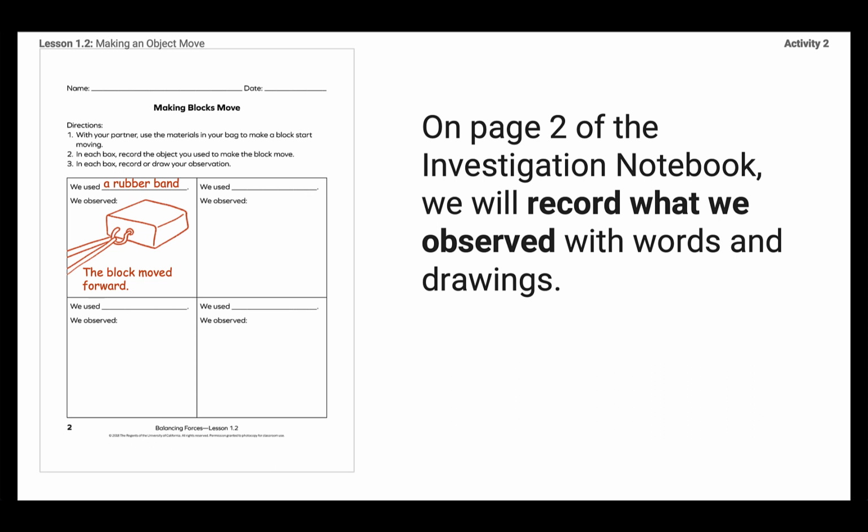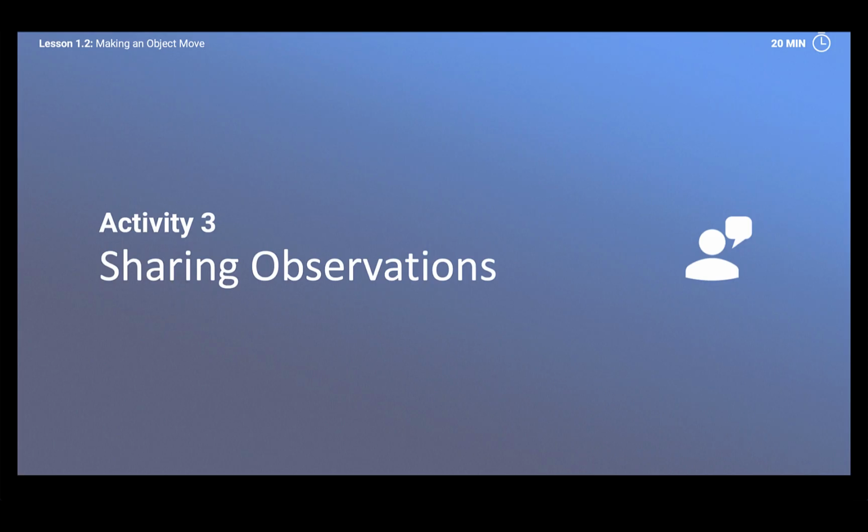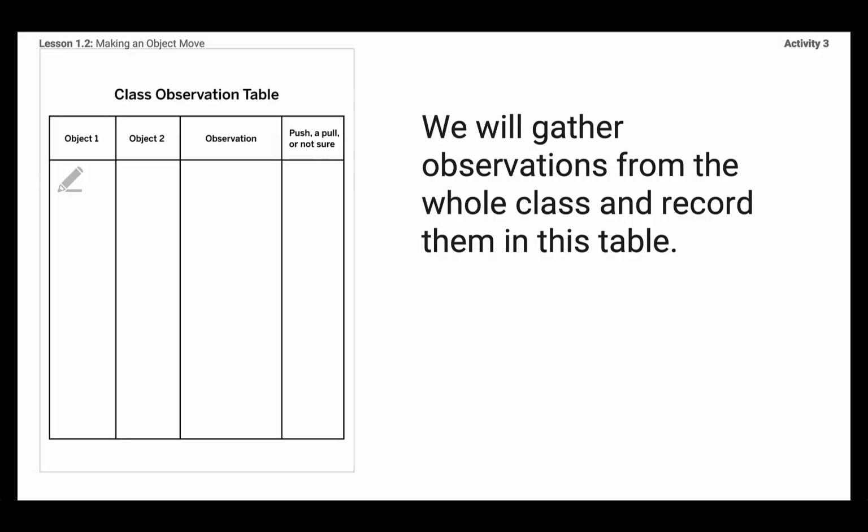But once again, scientists share out information. So once we've completed our hands-on, we want to share that information and gather that as a whole class in our class observation table, where students are going to share which objects they used, what their observation was, and if they can classify it as a push, a pull, or not sure. It's okay if they're not sure. We're going to be revisiting that as we get more evidence.